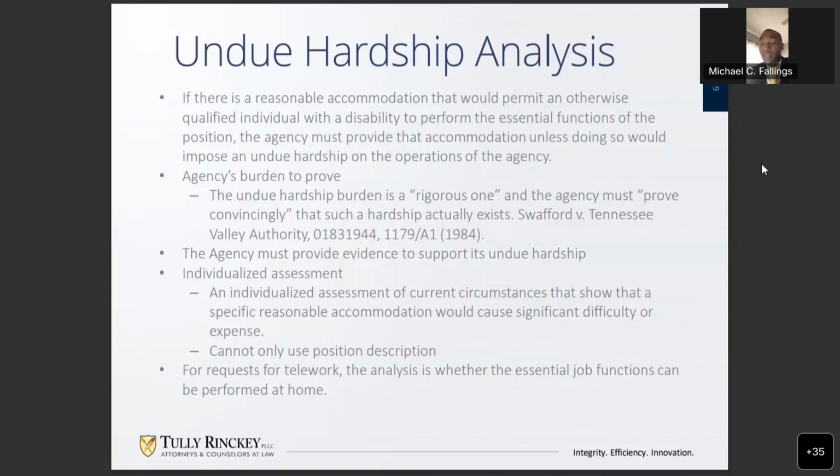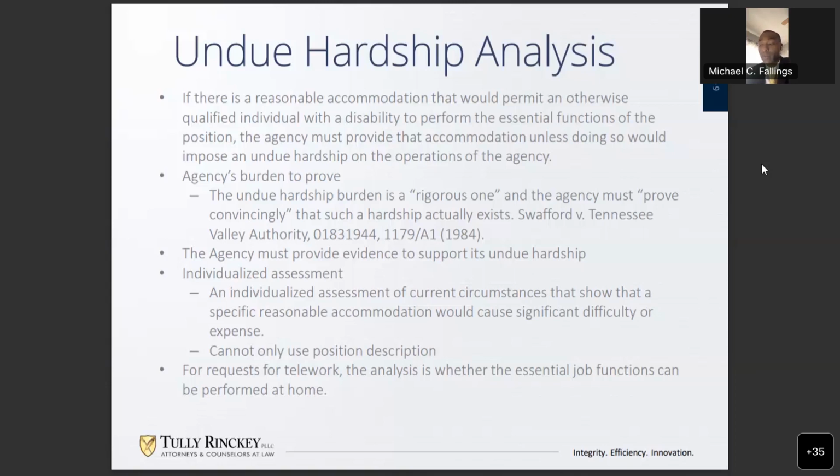Rather, the employer should be conducting an individualized assessment of the circumstances regarding the employee to determine whether the specific accommodation would cause an undue hardship, significant difficulty, or expense. And that assessment needs to be done individually for each employee's reasonable accommodation request. Again, the analysis for telework is whether or not the essential job functions can be performed away from the office or at home. And the employer must conduct that individualized analysis to determine, well, can we adjust our work here to allow this person to perform their duties at home?